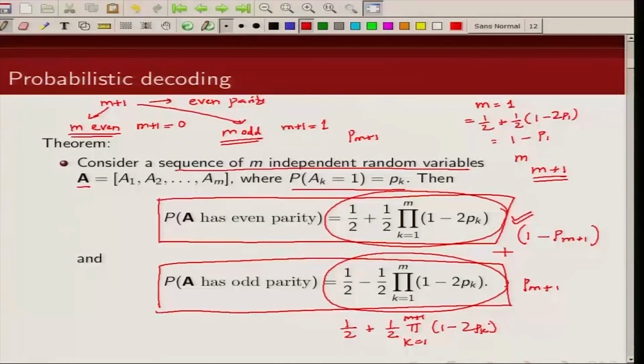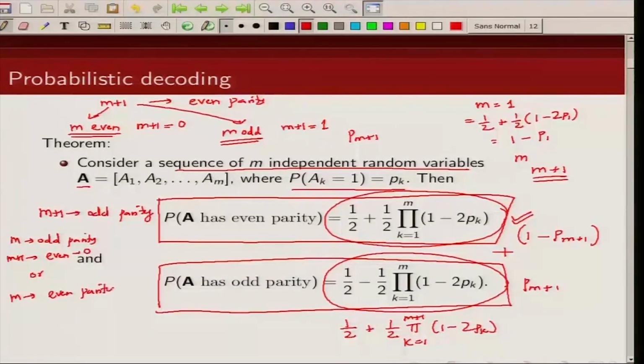We will first show that for m equal to 1, this is nothing but p1, so that it holds true for m equal to 1. Assuming it holds for m, then we have to show it also holds for m plus 1. Now for m plus 1 to have odd parity, there are two ways: m has odd parity and the m plus 1 bit that we get is 0, or m has even parity and the m plus 1 bit that we get is actually 1.